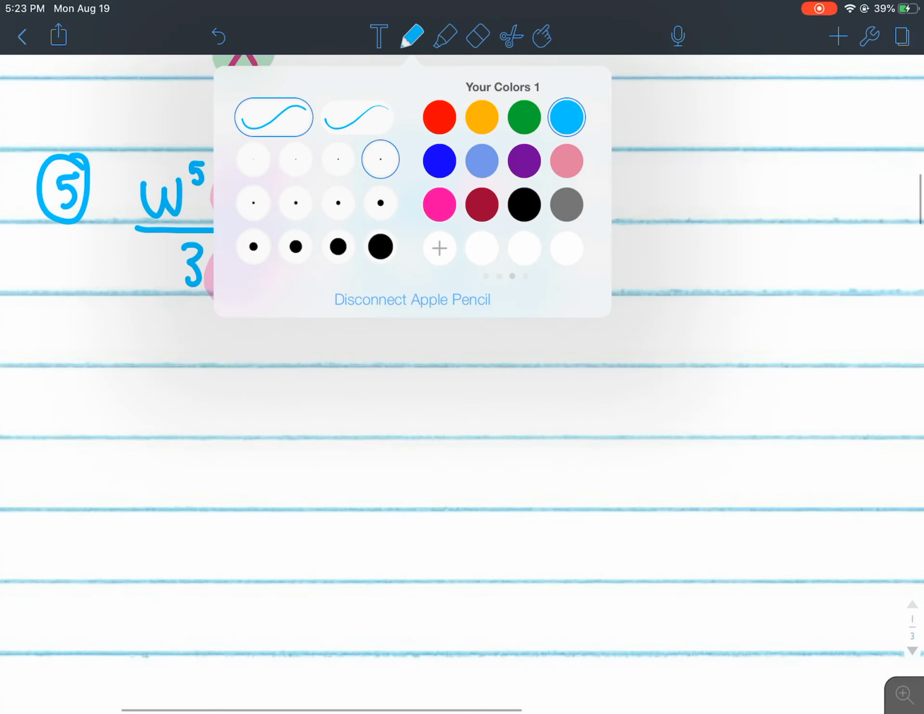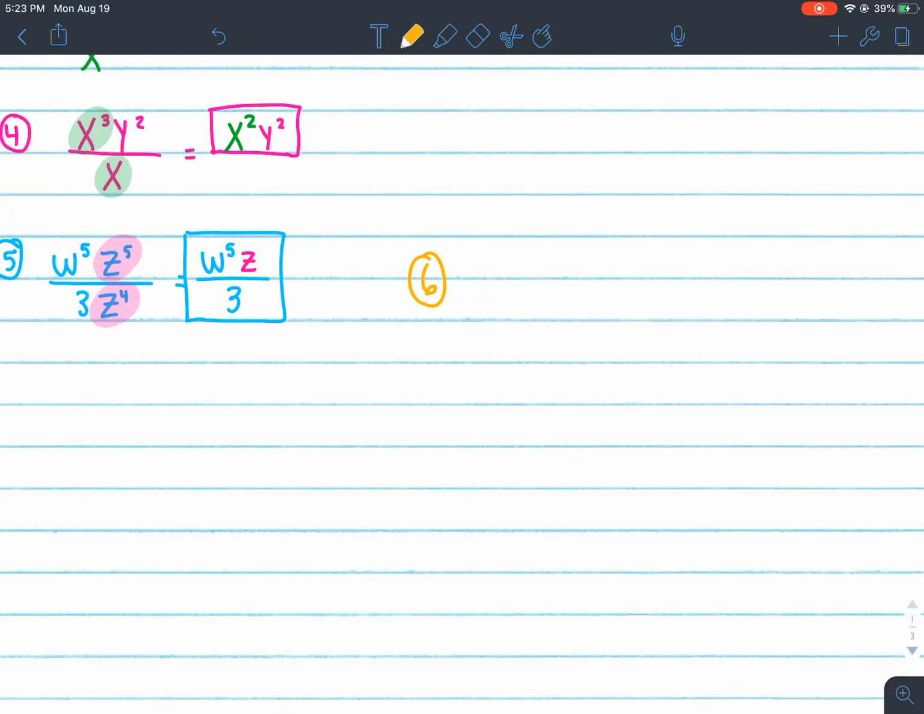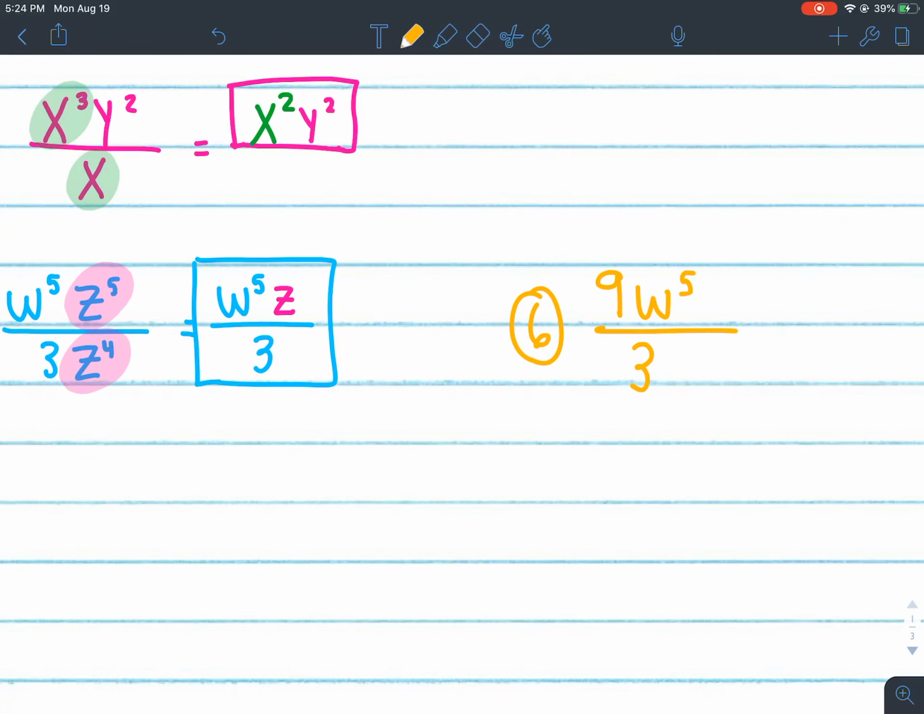Okay, now let's build on this one a little bit more. So I'm actually going to do 6 over here next to it. We're going to do w to the 5th. And we'll actually even have a 9 here. Let's do 9. We'll do 12. Let's do 3 actually. 3. Z to the 2nd. And then w to the 7th. Okay.